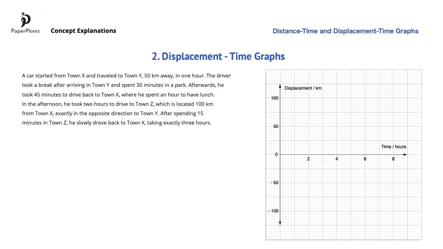The car starts from town X and takes 1 hour to drive 50 kilometers. We said that in this question town Y would be in the positive direction, so the graph here looks like this. The driver spends 30 minutes in town Y, so there's no change in displacement, and the graph looks like this.